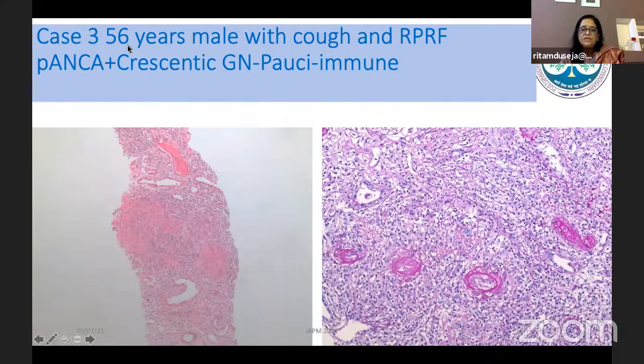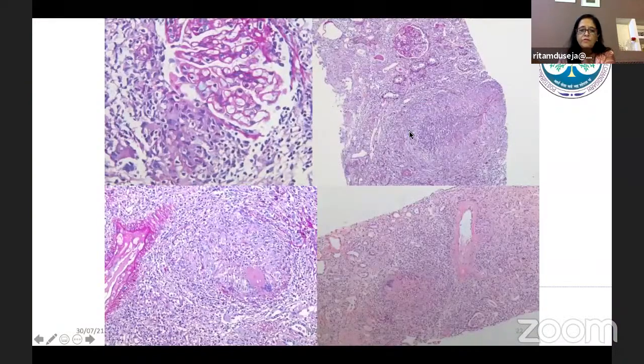I'm just demonstrating this third case with this similar intent. This male, a 56-year-old, had cough with RPRS, almost like a rhinopulmonary syndrome, and was P ANCA positive. When we saw the biopsy, as you see, there are crescents, there is arteritis here. There were these kind of suppurative granulomas, some of which were centered around these arteries also. There are these giant cells and underlying glomeruli not showing any proliferation.